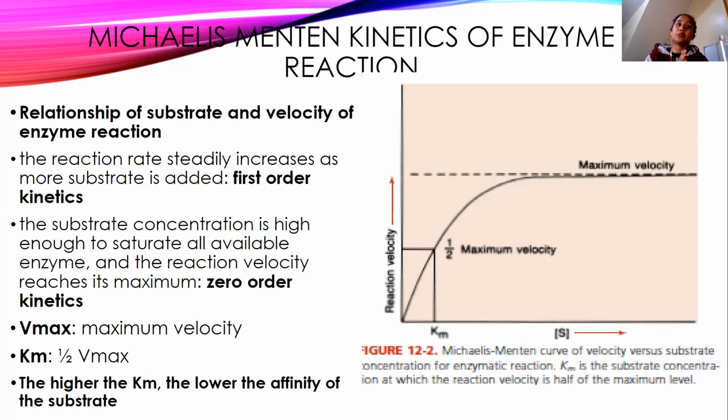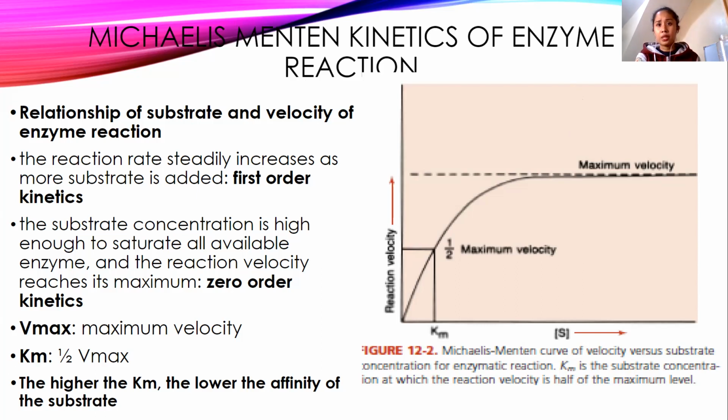So basically class, when it comes to Michaelis-Menten kinetics of enzyme reaction, it's simply about the substrate and velocity of enzyme reaction relationship. So the relationship of substrate and the rate of reaction of enzymes. To make Michaelis-Menten happen, we could show it in this plateau right here, in this graph. Your enzyme concentration should be constant. Yan, wag mo papalitan yung enzyme concentration. So ang nagbabago dito class, substrate lang.